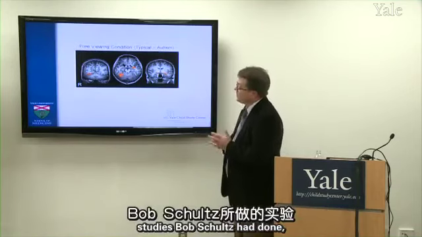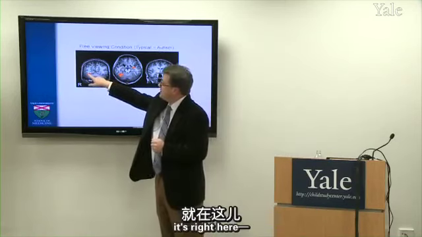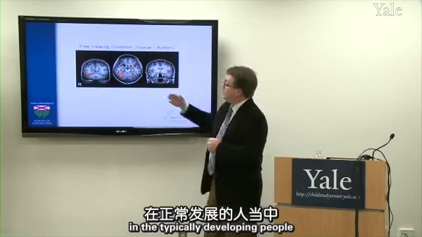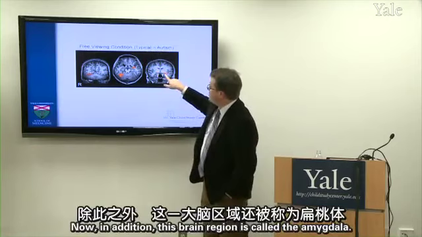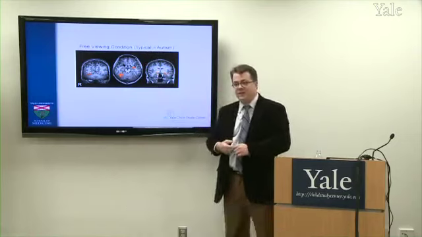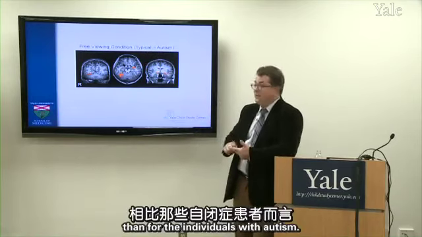And so what we found was that just during free viewing, we replicated very nicely studies we had done, studies Bob Schultz had done, other people as well, that the fusiform gyrus, it's right here, was much more strongly activated in the typically developing people compared to the individuals with autism. Now, in addition, this brain region is called the amygdala, right? So you see bilateral amygdala activation that's stronger for the typically developing people than for the individuals with autism.